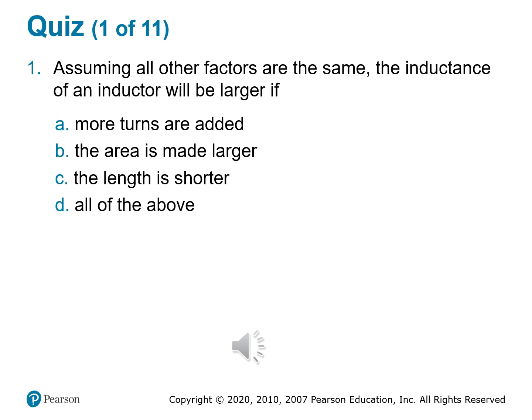All right, and now it's time for our quiz. Don't forget to pause after I ask the question and try to answer it before you continue. Question number one: assuming all other factors are the same, the inductance of an inductor will be larger if what? A, more turns are added, B, the area is made larger, C, the length is shorter, or D, all of the above. Pause the video right here. Okay, if you paused and came back, the answer for number one is D, all of the above.